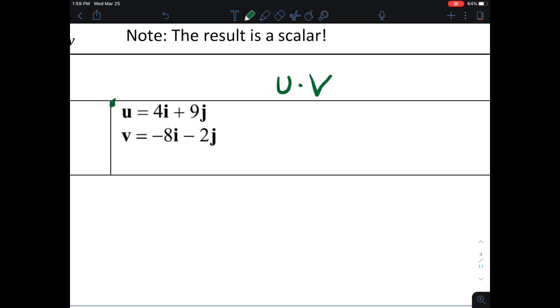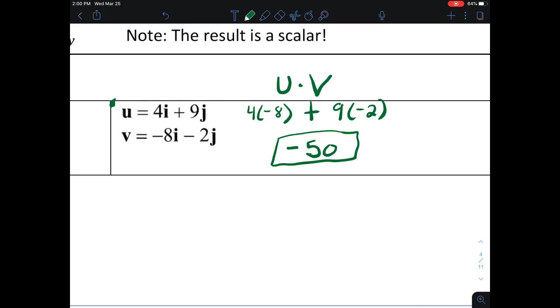Well, what I'm going to do is take the x parts and multiply them together. So it'd be equal to 4 times negative 8, plus, multiply the y's together, 9 times negative 2. And then you add. Remember, you are not getting a vector answer. You are going to get a scalar. So I'm just going to get a number. And my dot product here yields negative 50.